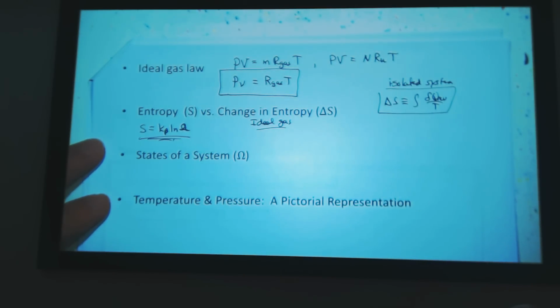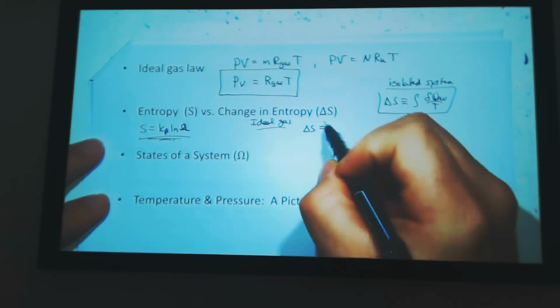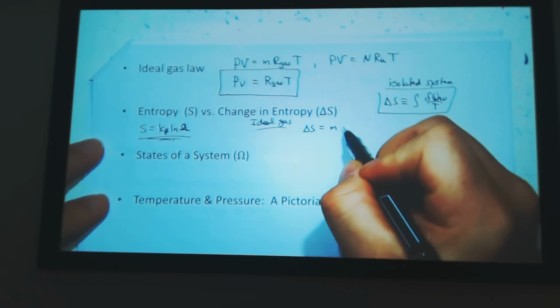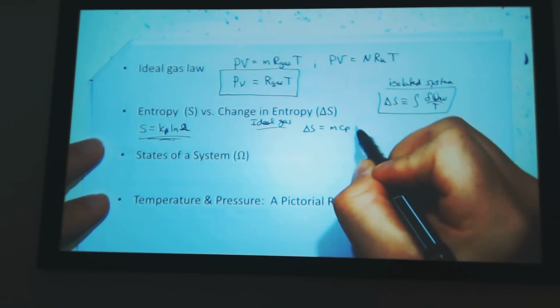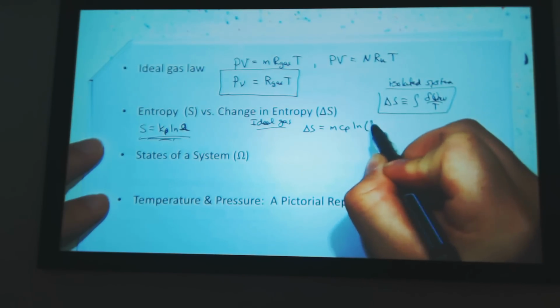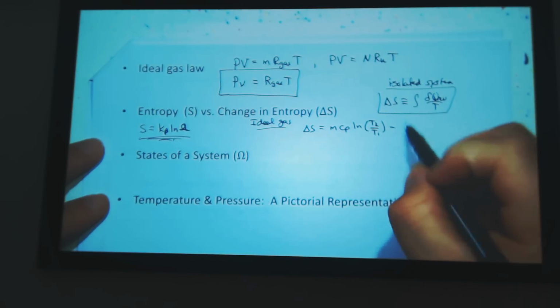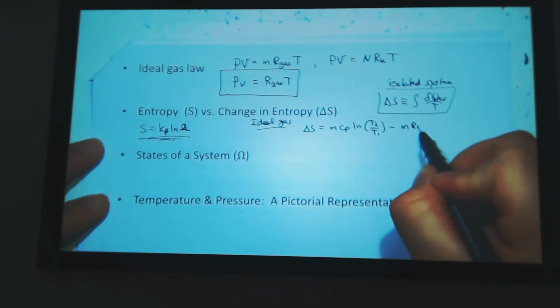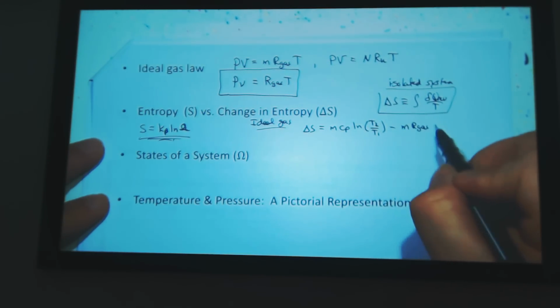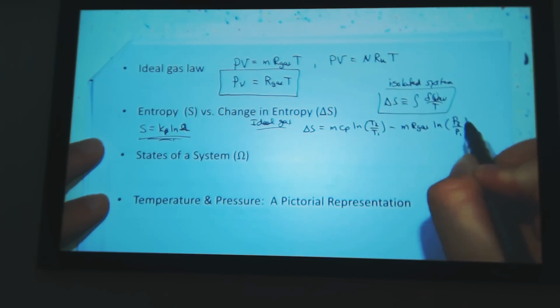And later in the course, we'll get to how we derive these. But right now, the change in entropy is equal to the mass times the heat capacity at constant pressure times the natural log of T2 over T1, minus the mass times the gas constant times the natural log of P2 over P1.